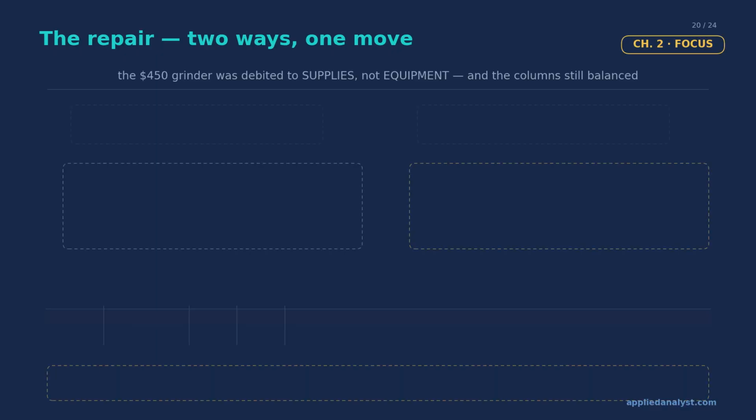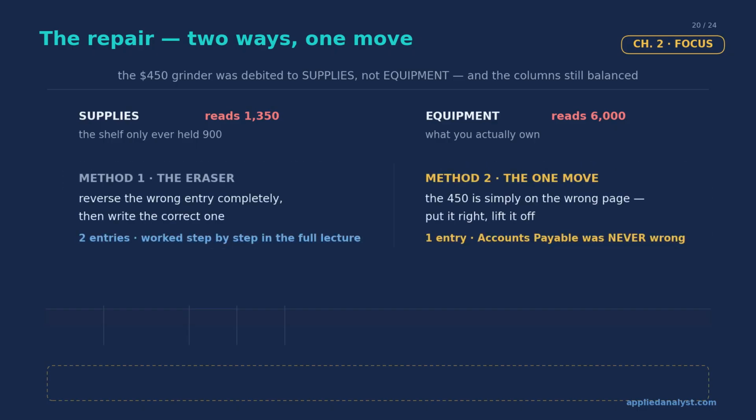So how do you fix a wrong account? Say the 450 grinder was debited to supplies instead of equipment. Add the 2 columns and the column still balanced, but supplies now reads 1,350 when the shelf only ever held 900. There are 2 ways to fix it. Method 1, the eraser. 2 entries, reverse the wrong one completely, then write the correct one. And the full lecture works that through step by step.